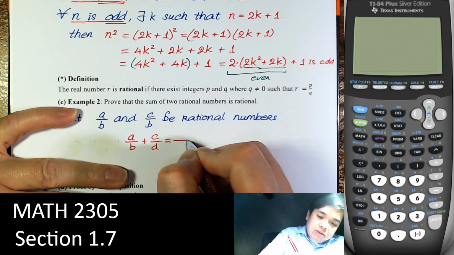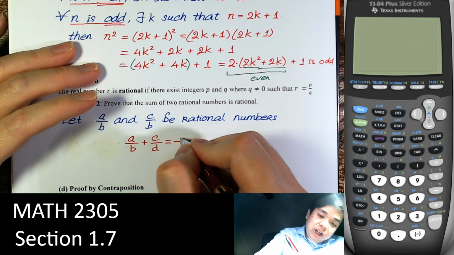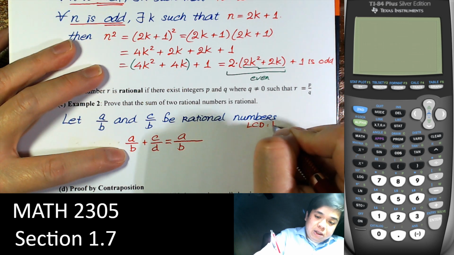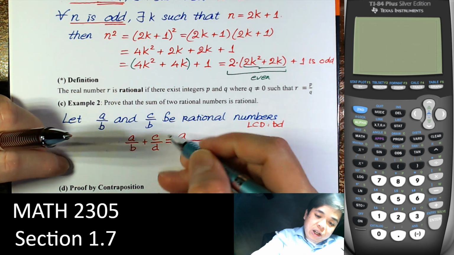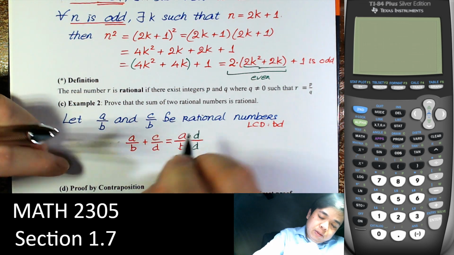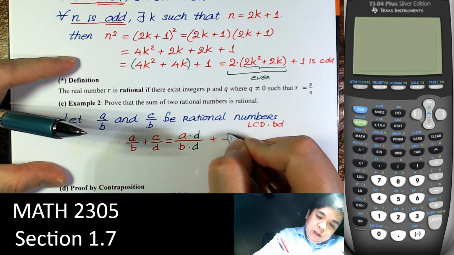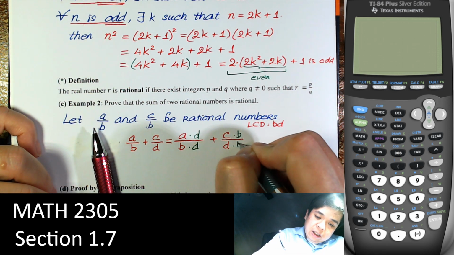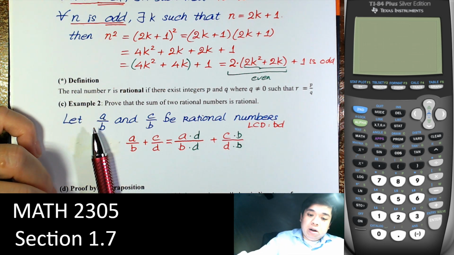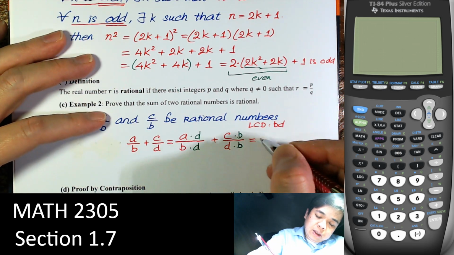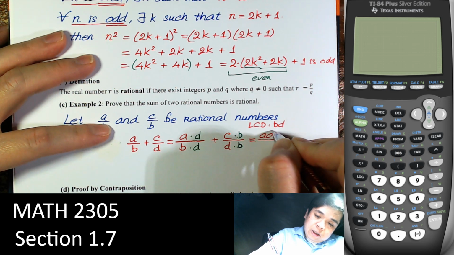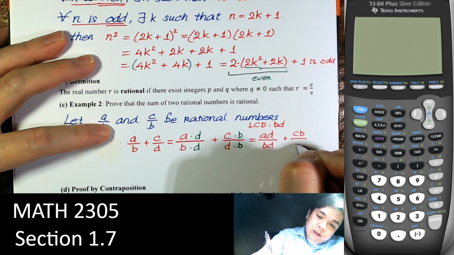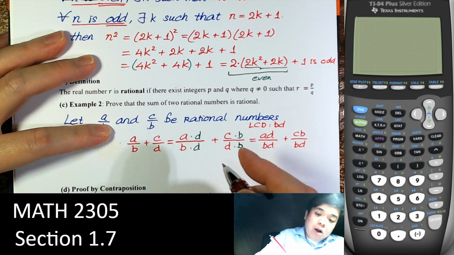When we add fractions, we multiply by the common denominator, right? The least common denominator is going to be bd. So we have b already, we just multiply d top and bottom. Then plus, and multiply b top and bottom. So we have bd at the bottom. We have a common denominator, so we just add them.